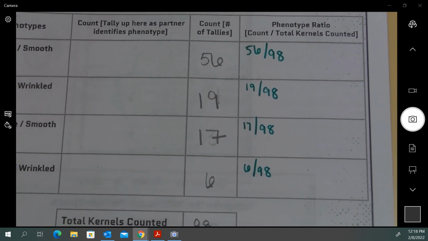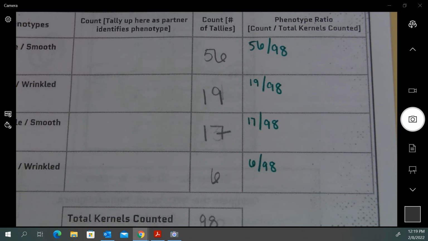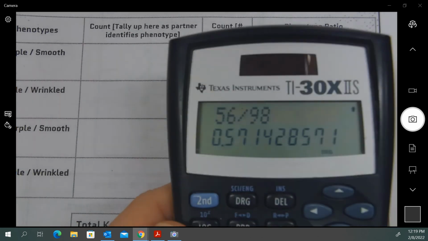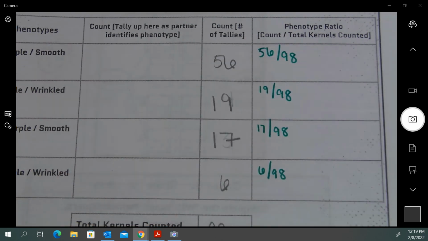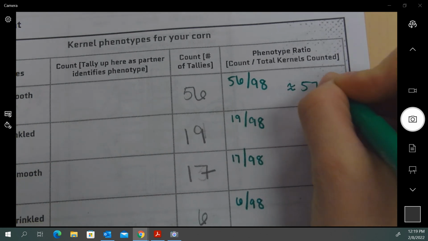All right. The next thing that we're going to do is figure out exactly what this ratio is in terms of a percentage, because I think that this makes it the easiest for us. So we're going to figure out percentages of these counted kernels, and we're going to write that percentage next to our phenotype ratio. It's going to be very helpful for us as we move forward with some of our post-lab questions. So my first one, I've got 56 divided by 98. I'm going to take that number and multiply it times 100, and that's going to give me roughly 57%. So I'm just going to give roughly my whole number. It might not perfectly add up to 100, but we'll say 57%.